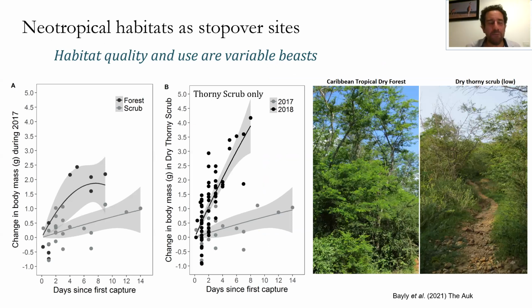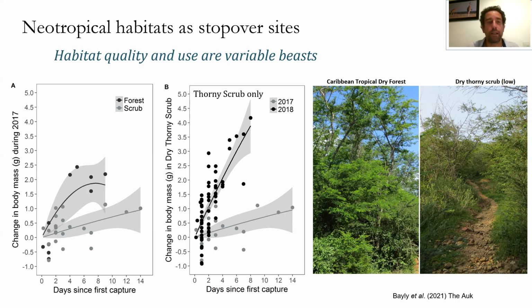But what has been even more surprising is that this habitat quality is not stable between years. And actually, it's highly variable. The way birds are using these different habitats varies considerably. So we're coming back here to our example of the black-billed warbler in these dry habitats in the Guajira Peninsula. On the left, the graph from our first year in 2017, where forest was clearly the better quality habitat, with higher fuel deposition rates. And when we came back in 2018, we found a completely different pattern.